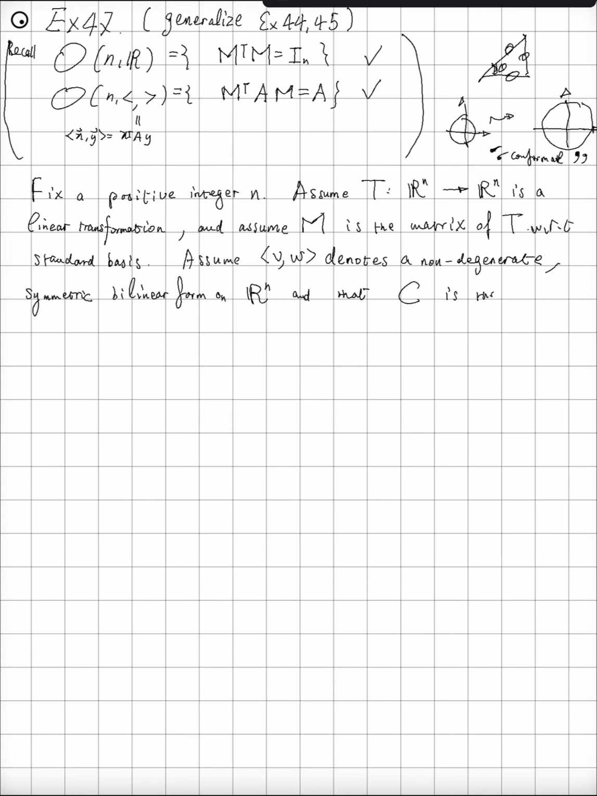So let's say C is the n by n matrix such that the form of W and Z equals the transpose of W multiplied by C multiplied by Z. Those are matrix multiplications. Then show the following conditions are equivalent.